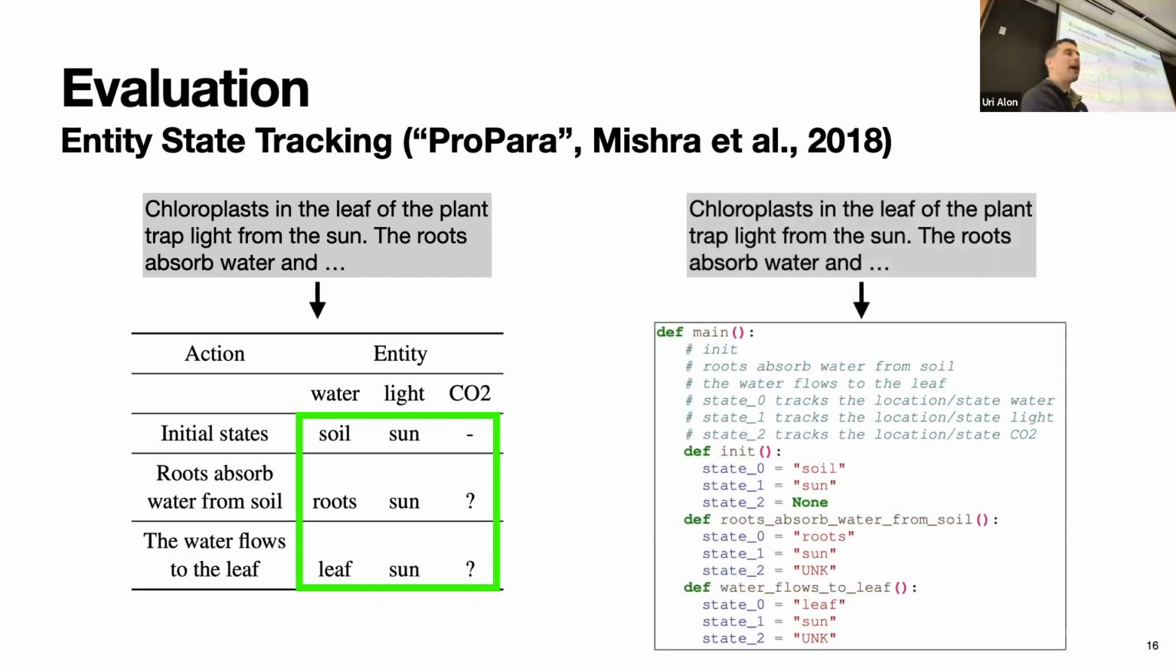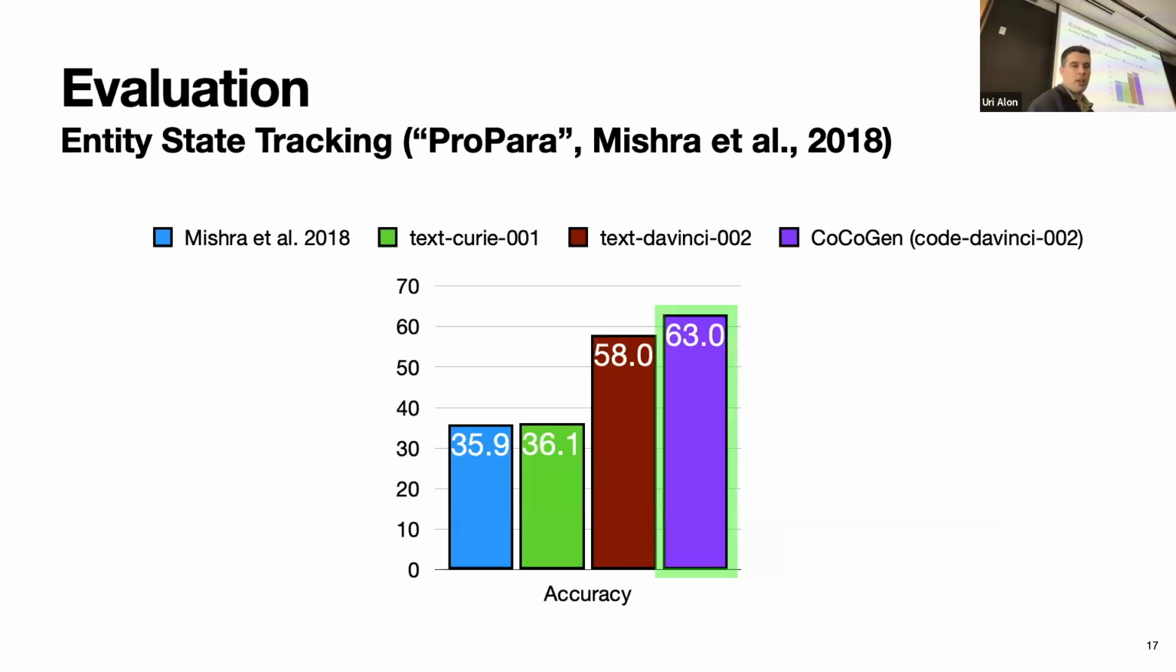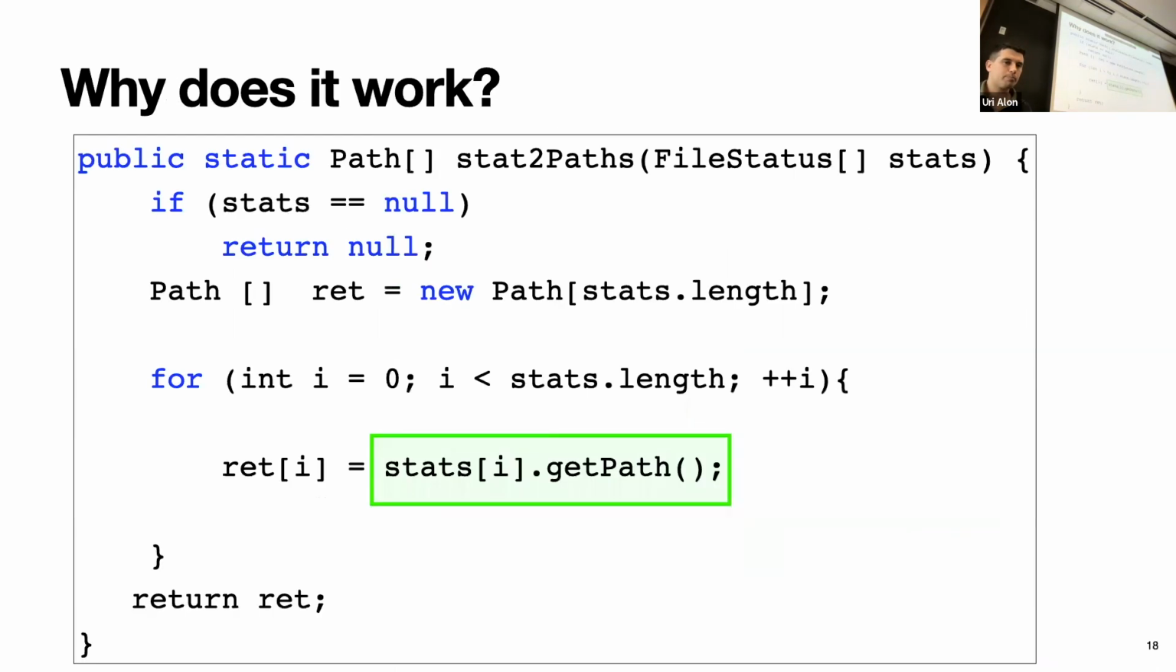In this case, the Python format was a bit different, but in general it had the same idea. We defined a pseudo function for each of the steps. For example, the step of water flows to leaf, which is a natural language sentence from the input, we converted into a function that sets the location of each entity in the function body. And similarly here, CoCoGen performed much better than the baselines.